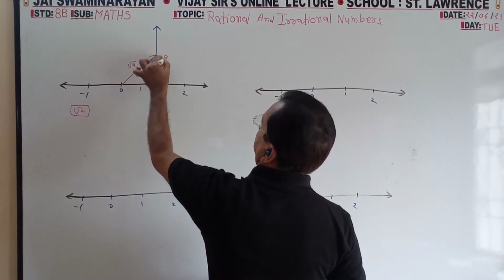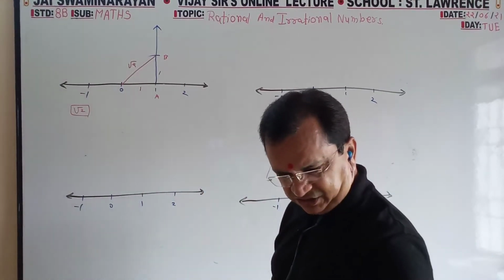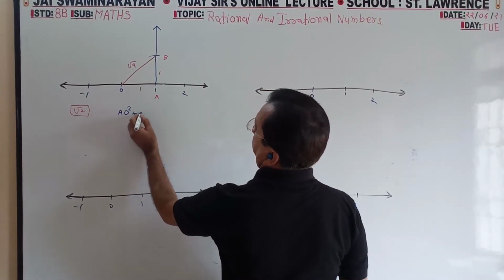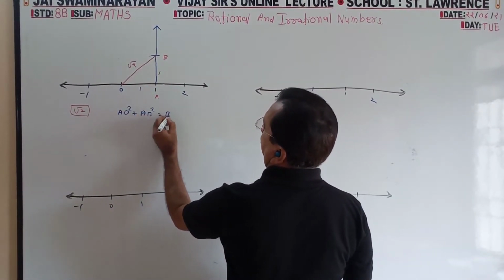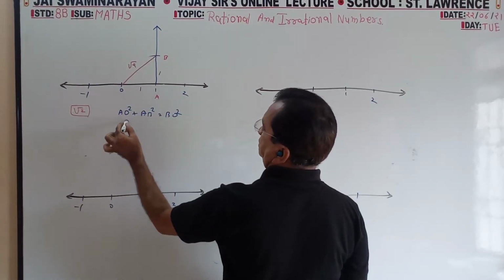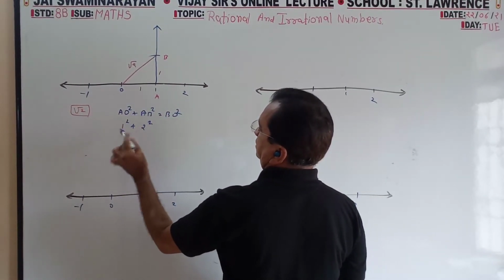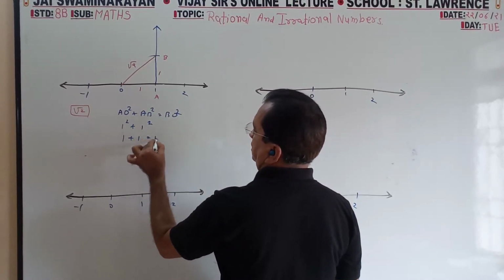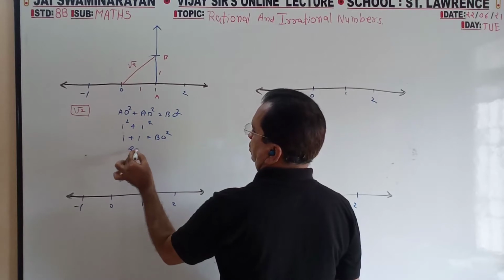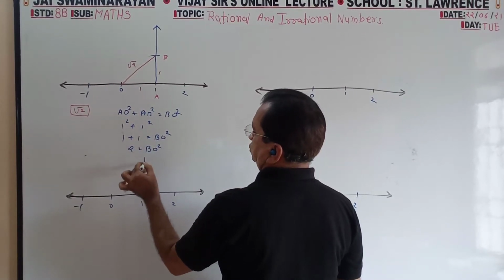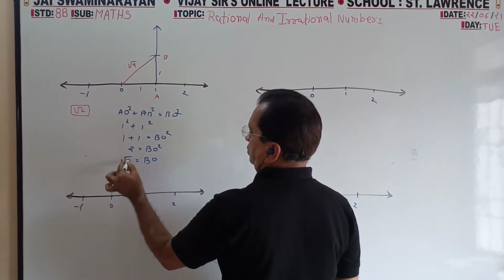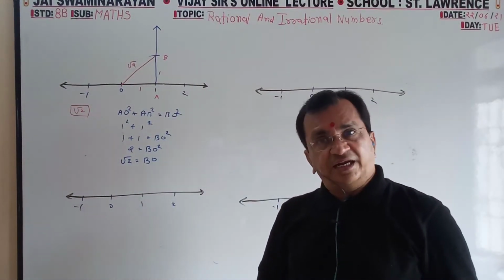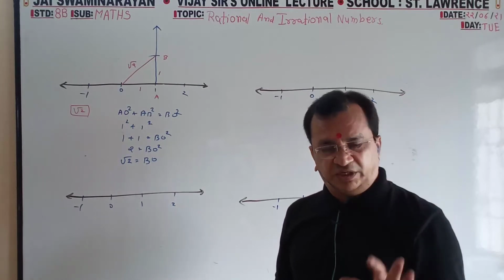So in triangle OAB, as per the Pythagoras theorem, AO square plus AB square is equal to BO square. So this is 1 square, this is 1 square. 1 square is 1, 1 square is 1. So 2 is equal to BO square. So BO is equal to root 2. The calculation must be shown in the exam.